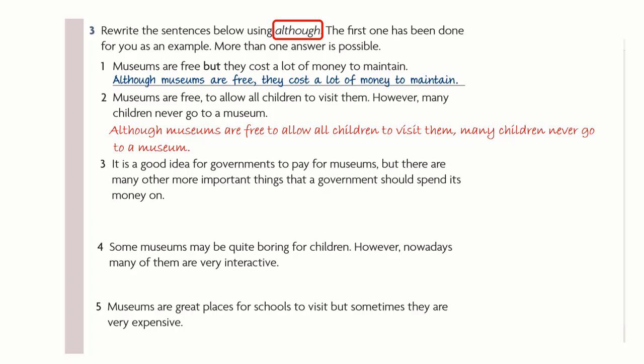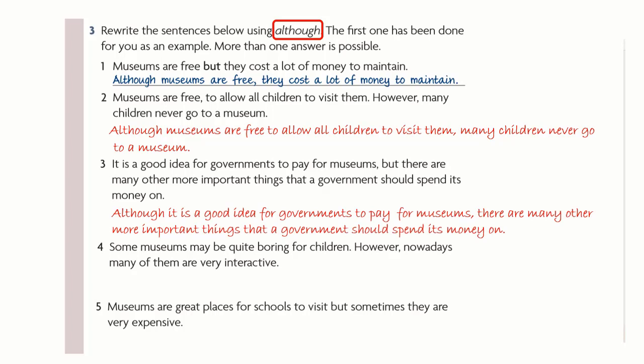Number 3. It's a good idea for governments to pay for museums, but there are many other more important things that a government should spend its money on. If you use although, the sentence is like this: Although it's a good idea for governments to pay for museums, there are many other more important things that a government should spend its money on.